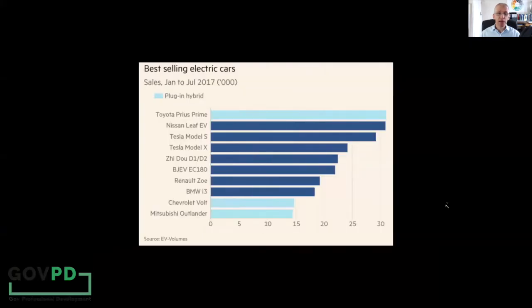It's an example out of the FT, and it was comparing electric cars. You've got in light blue there plug-in hybrids, the dark blue are pure electric cars. And you can imagine a temptation for a number of people presenting these bar charts to chop off almost, I don't know, 13 or 12, even 14 almost, and leave Chevrolet Volt or Mitsubishi Outlander looking almost negligible and purely focus on the difference in the rest of them.